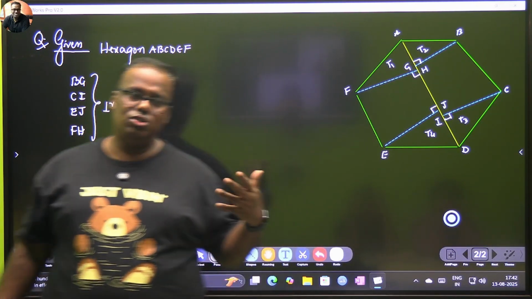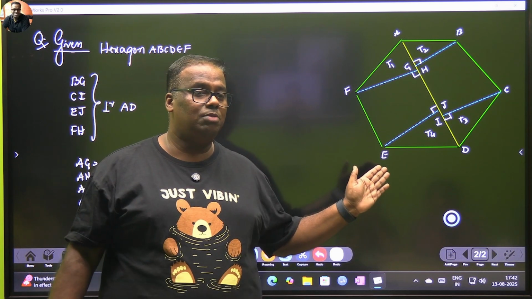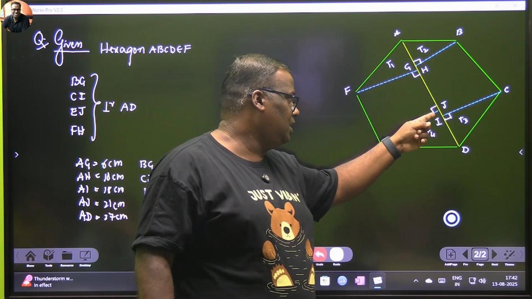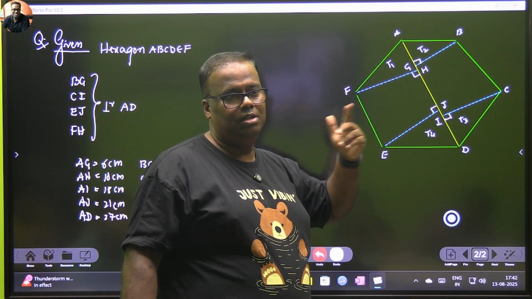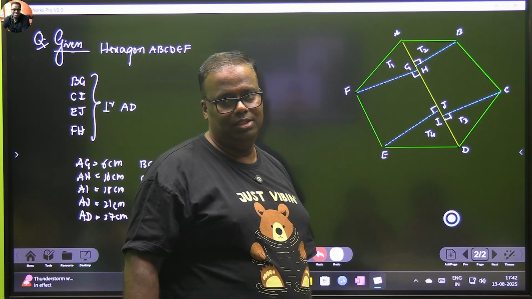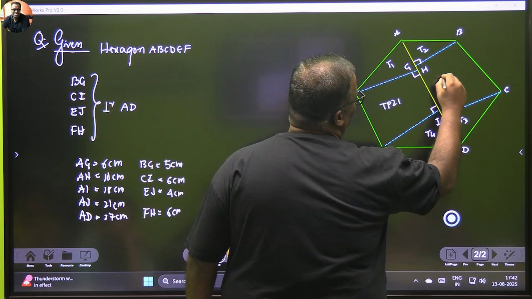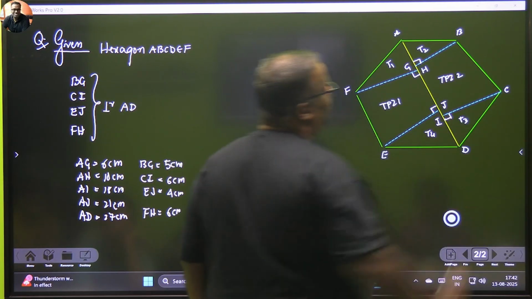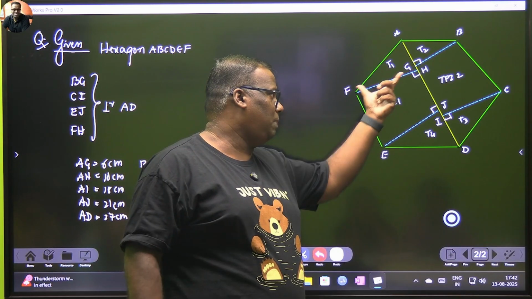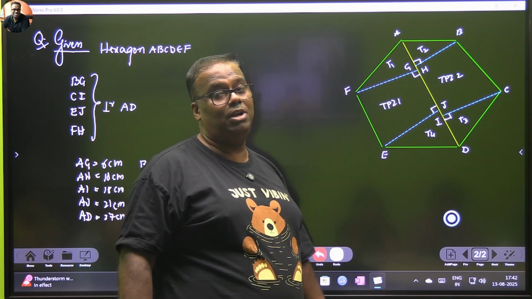What have you learned so far in this chapter? They are trapeziums. How do you say trapezium? There should be 2 parallel sides. 90 and 90 means they will always be parallel. Both are 90 on the same line. So these blue lines should be parallel. This will be my trapezium TPZ1 and this will be my TPZ2. And what is the area of a trapezium? Half into sum of the parallel sides. These 2 are parallel, and then we have to find a perpendicular distance also.